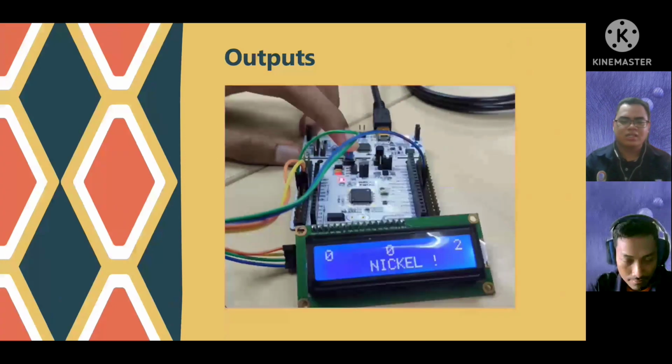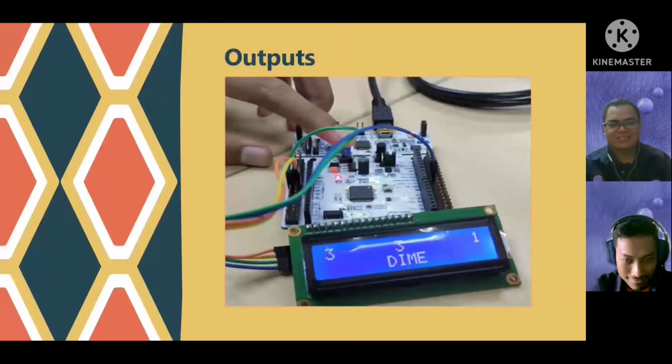Okay, this is nickel, which is when two numbers are the same. Next. This is dine. It is when two numbers are the same and the same number is 3, so it will display as dine.